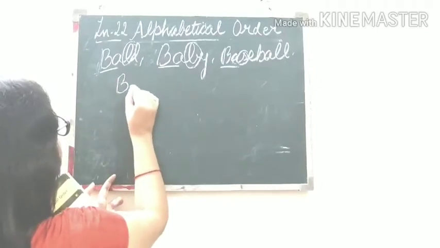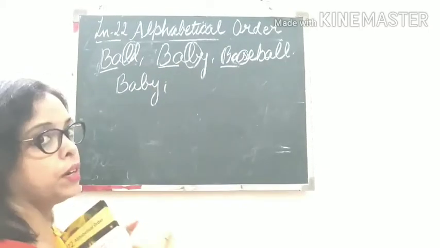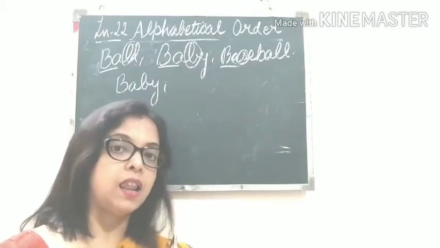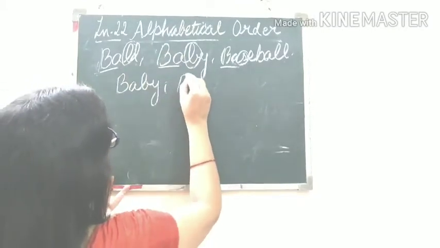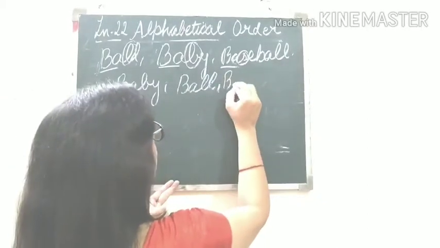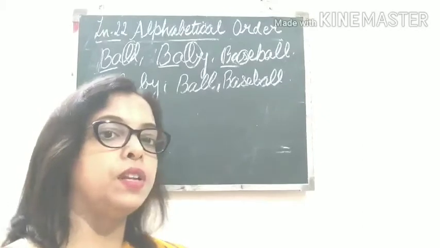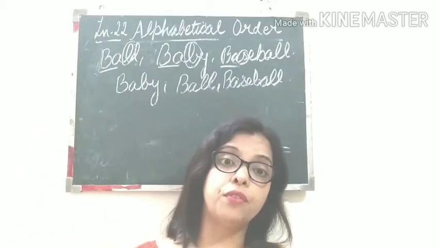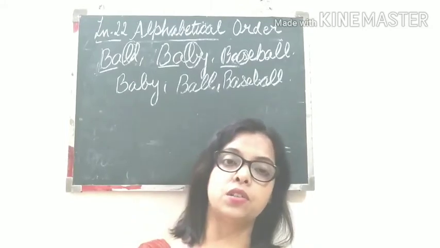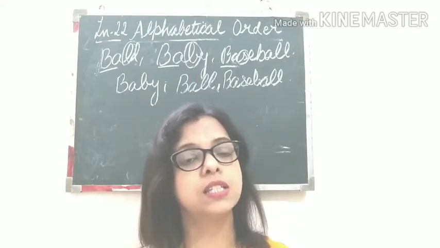So we will write here baby. After that, what comes here? S and here L. So what will come? A, B, C, D, E, F, G, H, I, J, K, L. That means L is coming first. So we will write here ball. And then the third one, baseball. Okay children, so like this we will arrange the words in alphabetical order. If you find some words where the first three letters are the same, then you see the fourth one. So like this we can arrange the words in alphabetical order. So I hope you have understood how to arrange the words in alphabetical order.